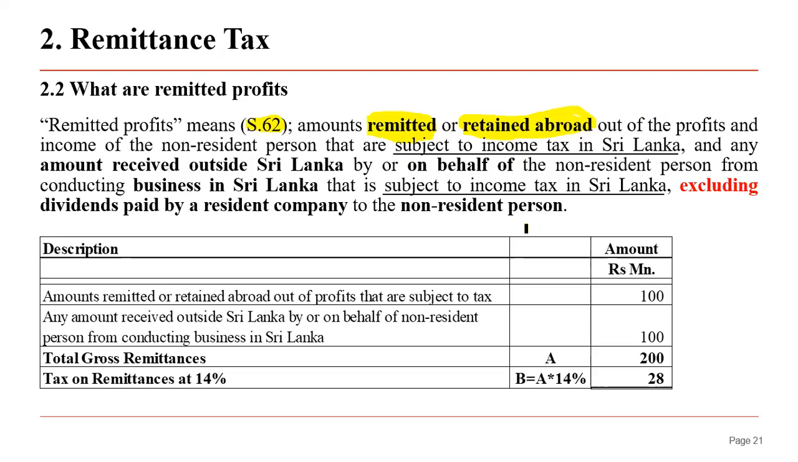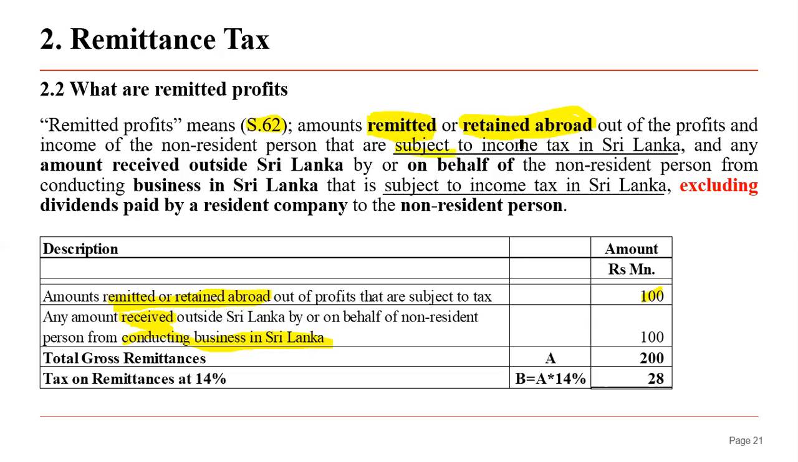This is the exemption, because if it is dividend paid, then we can exclude it, which is not subject to remittance tax. Here, the amount remitted or retained abroad out of the profit that is subject to tax is 100. Then the amount received outside Sri Lanka on behalf of a non-resident person conducting business in Sri Lanka, that is the amount received in relation to the business conducted in Sri Lanka, the two way.